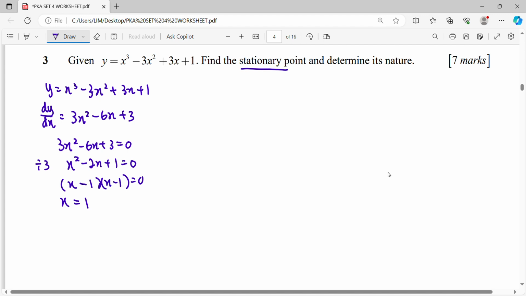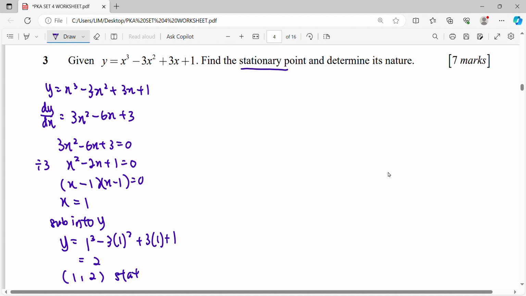Then after we get this one critical number, substitute it into y to get the coordinate. So y equals 2. Yes, 2. So (1, 2) is the critical point, or we can call it the stationary point.